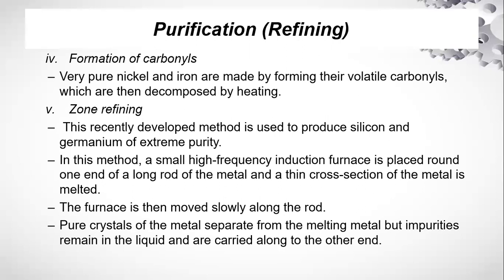The other one is zone refining, a recently developed method used to produce silicon and germanium of extreme purity. In this method, a small high-frequency induction furnace is placed around one end of a long rod of the metal, and a thin cross-section of the metal is melted. The furnace is then moved slowly along the rod. Pure crystals of metal separate from the melting metal, but impurities remain in the liquid and are carried along to the other end. So there you have it.